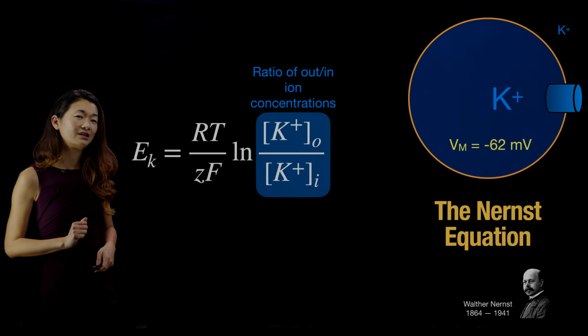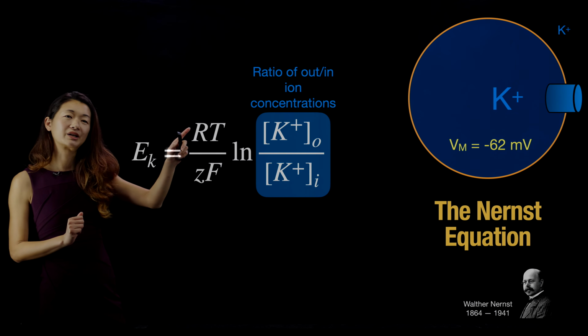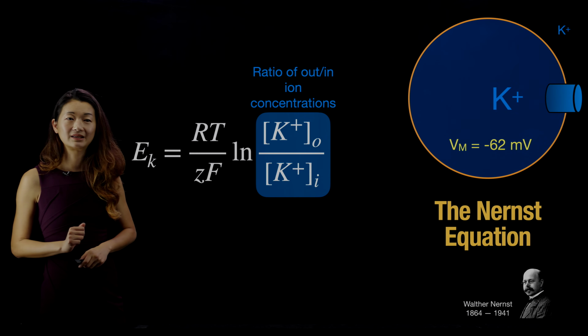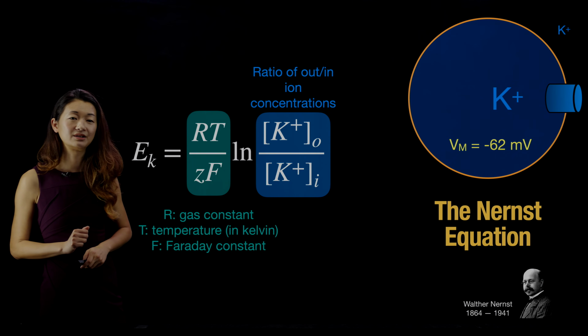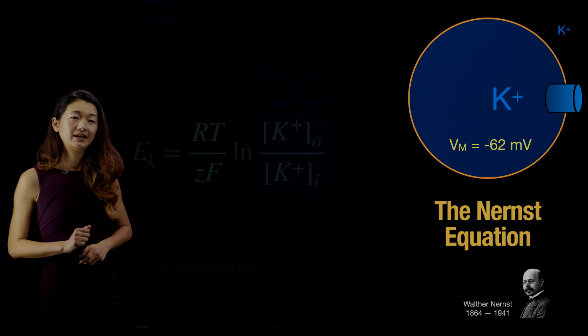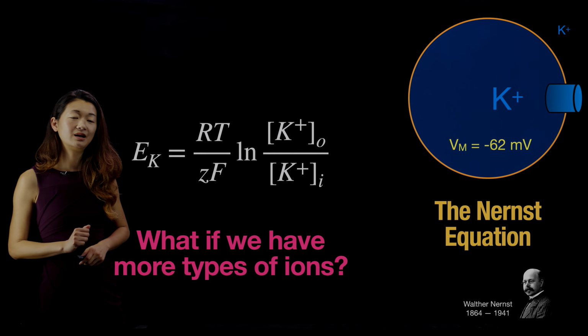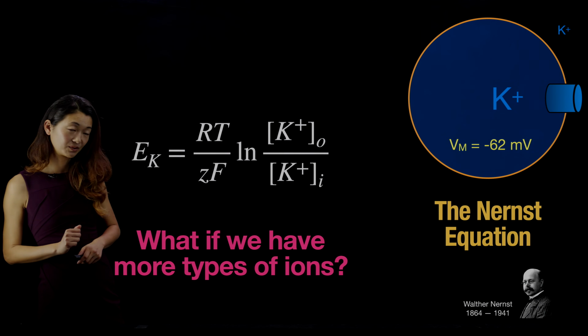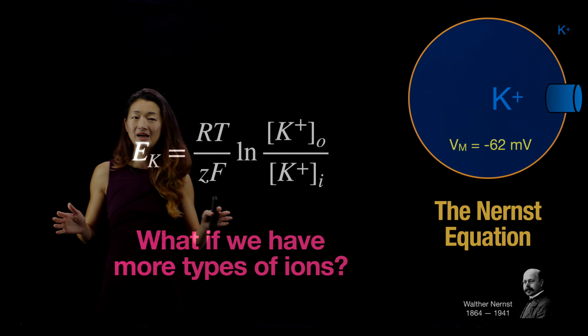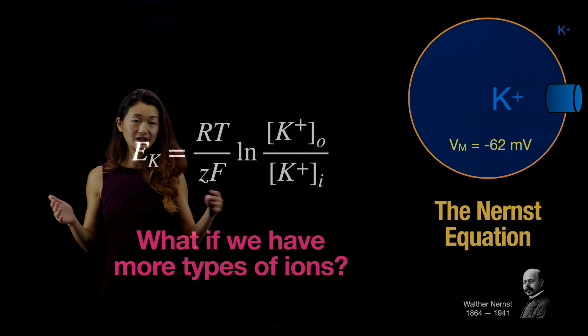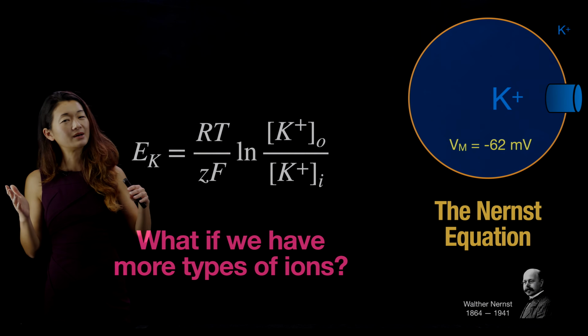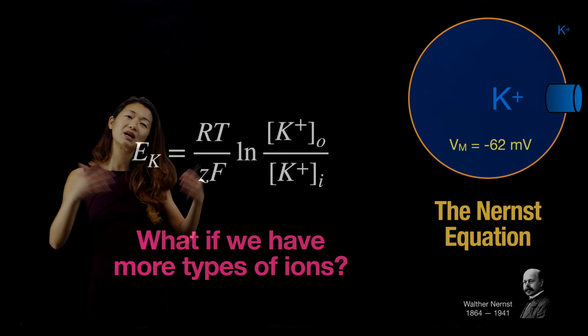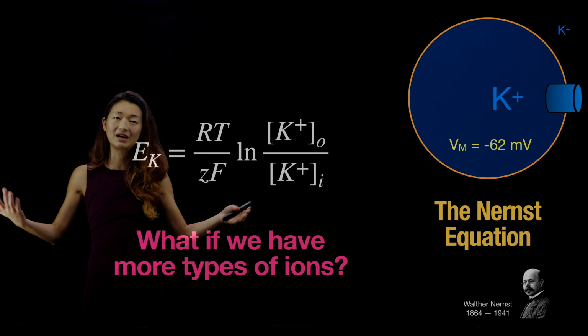Remember, we're caring about the ratio of the inside and the outside ion concentrations, and we also care about this constant here. So this is a reminder, we just did this. And what we can do is think about the scenario of what if we had more types of ions? What if instead of just having potassium ions and their relative concentrations in and out, we also had sodium ions? We could have other ions too. You can have calcium, you can have chlorine, you can have all kinds of ions in here.